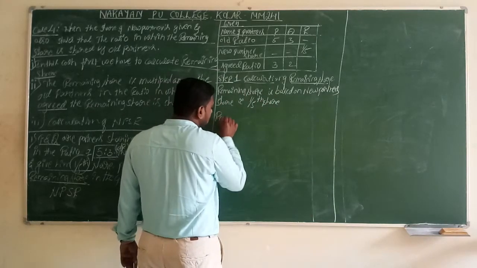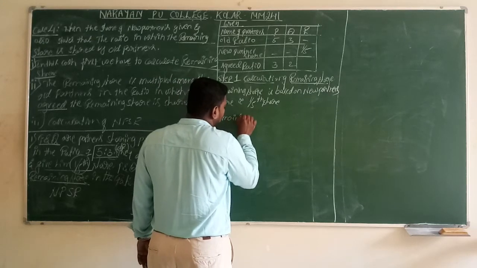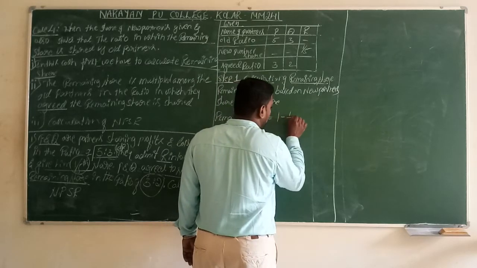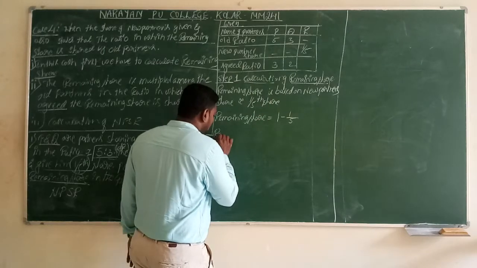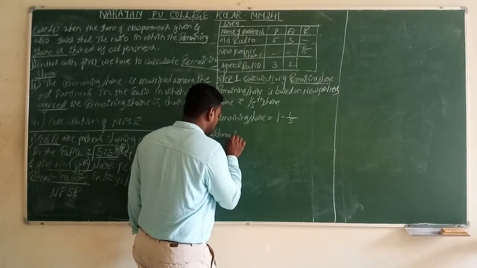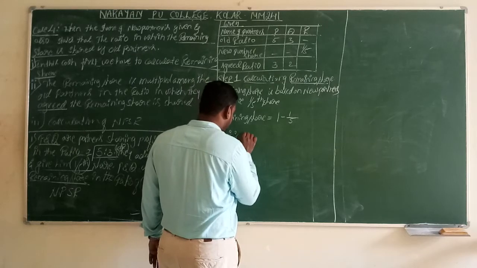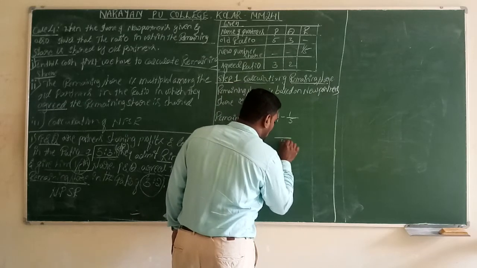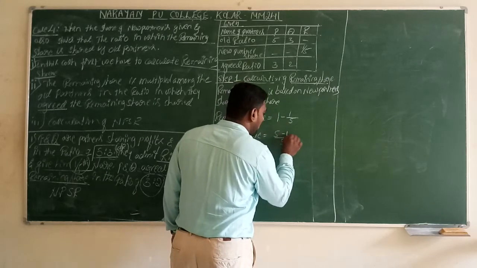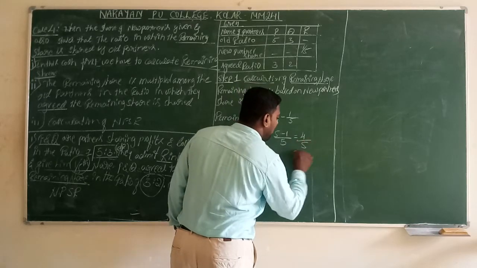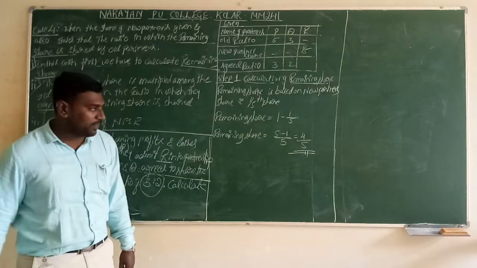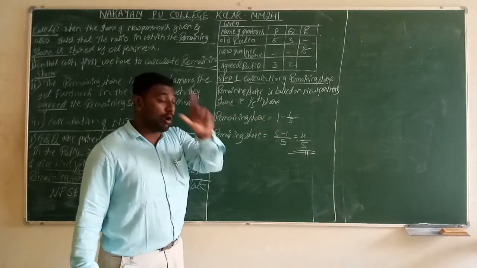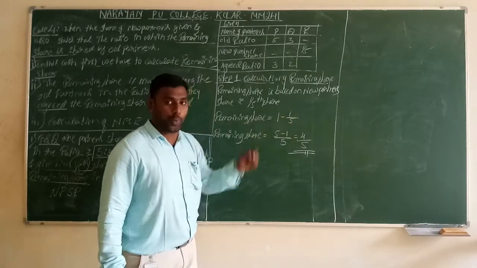Therefore, the remaining share is equal to 1 minus 1 by 5. Therefore, the remaining share is equal to, 5 is common, 5 ones are 5, minus 1 is equal to 4 divided by 5. That is the remaining share. In step number 1, first we have to calculate the remaining share: 1 is the common factor minus 1/5 share, that is the new partner share.